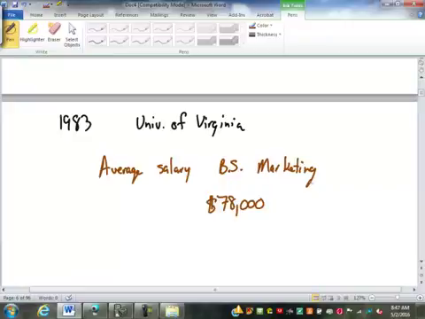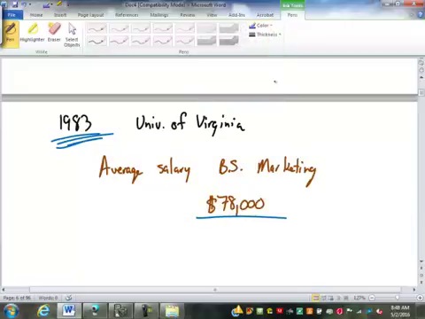Now, first of all, right now you're thinking $78,000 a year starting salary is pretty good. Think back to 1983. In 1983, which most of you, none of you were born yet, I don't believe, the average high school teacher was starting out between $16,000 and $18,000. So $78,000 was incredible. There's a problem with that, though.